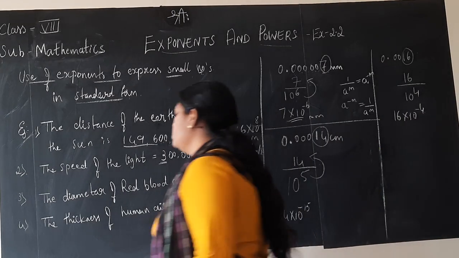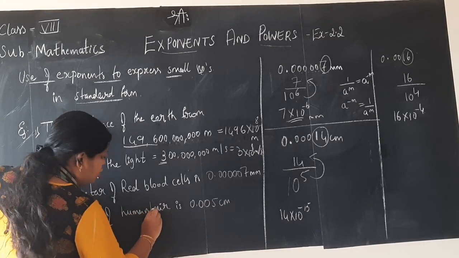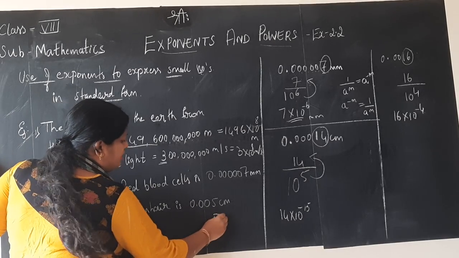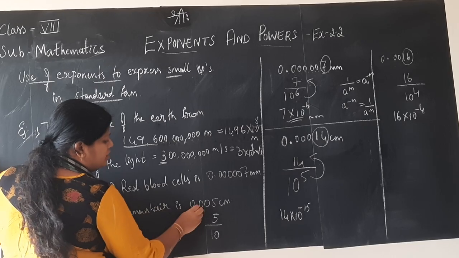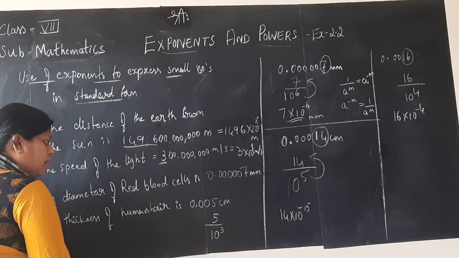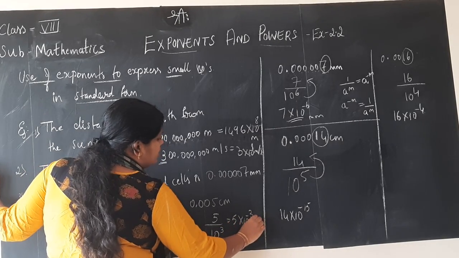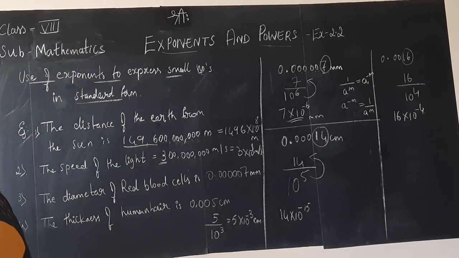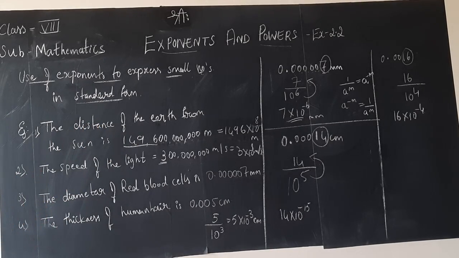Now when it comes to the thickness of human hair, this is hair, human hair, children, 0.005 centimeter. What is the number at the end? 5. Divided by 10 to the power how many zeros? After the decimal point, 1, 2, 3 digits you have. 10 to the power 3, or that is equal to 5 into 10 to the power minus 3 centimeter. You should express it in the standard form. Now this is one method of doing, children, which is given in the textbook.